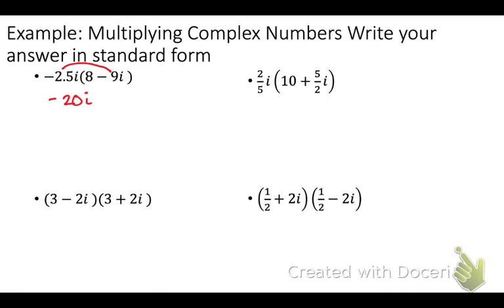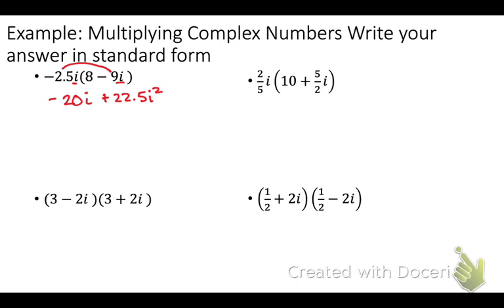So 2.5 times 9 would be 22.5. So 22.5 positive or negative? Positive. So plus 22.5. And I have i times i, so I have i squared. What was i squared?